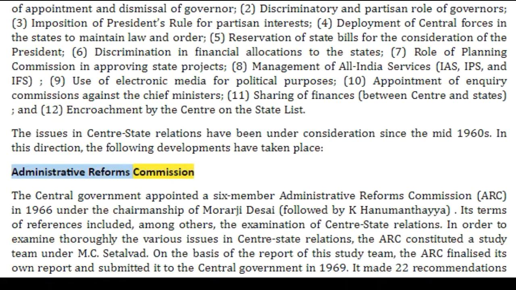Administrative Reforms Commission. The central government appointed a 6-member Administrative Reforms Commission, ARC, in 1966 under the chairmanship of Morarji Desai, followed by K. Hanumanthaya. Its terms of reference included, among others, the examination of center-state relations. In order to examine thoroughly the various issues in center-state relations, the ARC constituted a study team under M.C. Sitalwar. On the basis of the report of this study team, the ARC finalized its own report and submitted it to the central government in 1969.